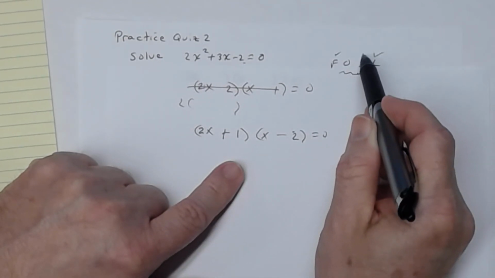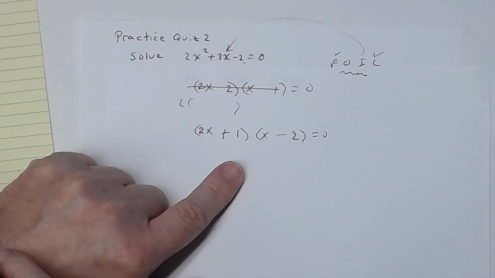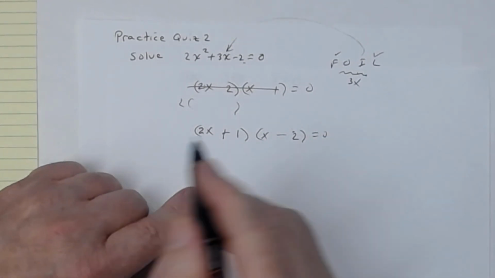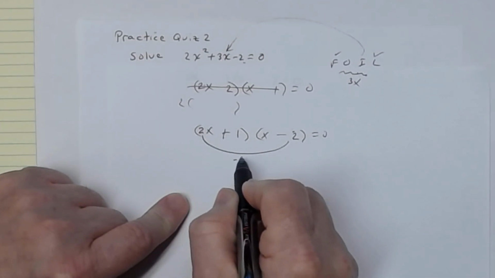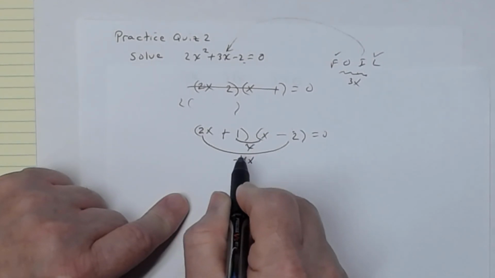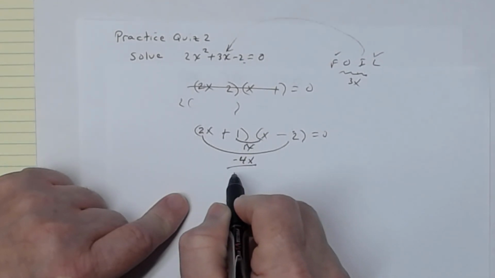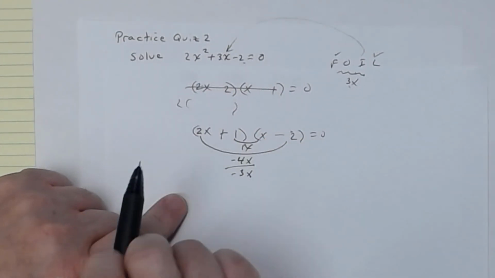So the outer and the inner is going to be this positive 3x. When you add them up, you should get positive 3x. So let's check it. The outer, 2x times a negative 2, is a negative 4x. The inner, 1 times x, is x. When I add them up, 1x and a negative 4x is a negative 3x. That is not what you wanted, right? You wanted a positive 3x.